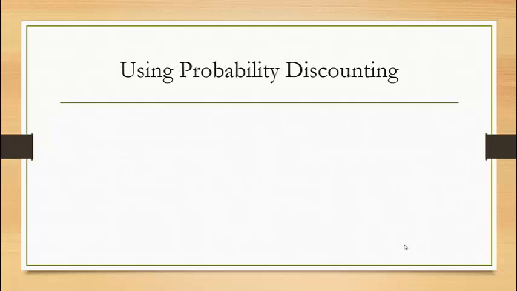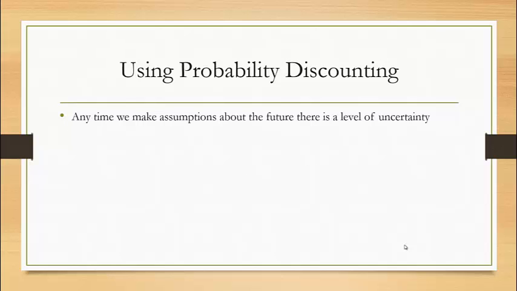And the next thing is using probability discounting. Anytime we make assumptions about the future, there is some level of uncertainty, right? So let's say that we are trying to figure out the increase in your future salary because you're going to go to college. And you say, well, I want to be a doctor, right? My plan is to get a pre-med degree, then take the MCAT, whatever. I'm going to take the test, and then I'm going to go to medical school and become a doctor. But you don't know. There's a level of uncertainty.